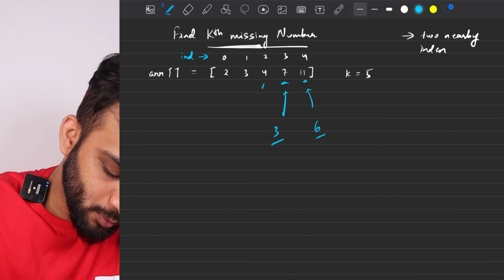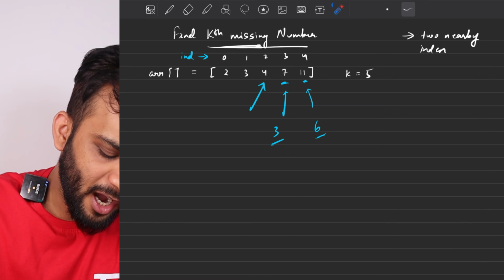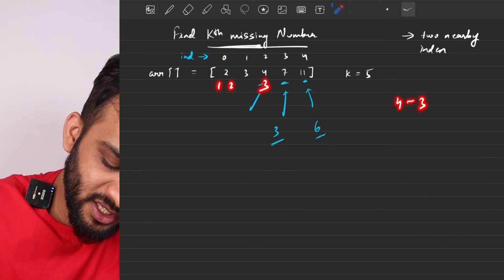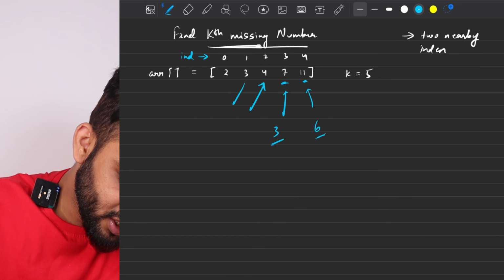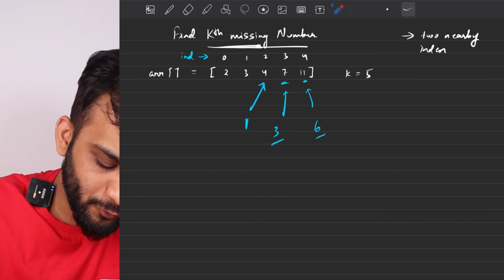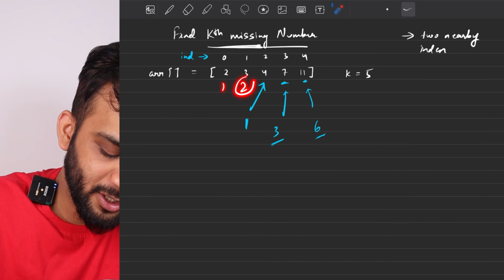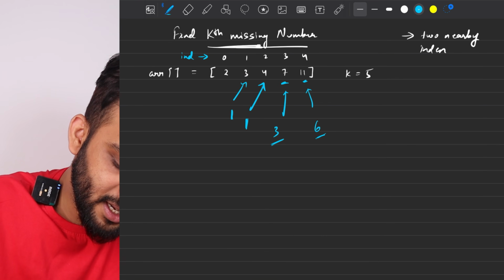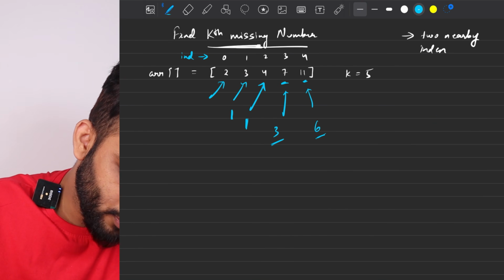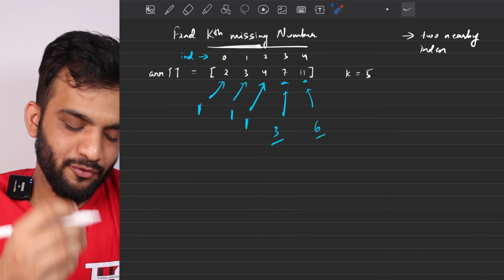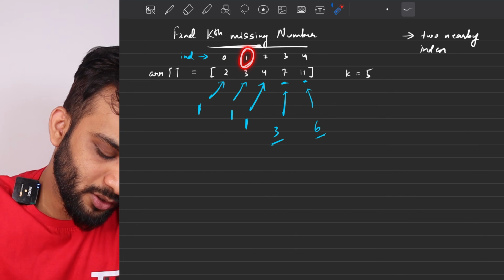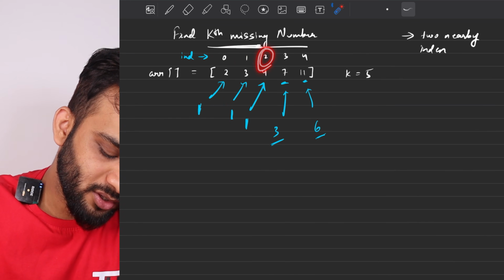If I again write for this one, if you write for 4, how many numbers are missing at 4? Ideally, there should have been 3. So 4 minus 3 is 1 number is missing over here. There is just one number which is missing at 4. If I have to write it for this, ideally, there should have been 2. So there is again 1 number missing. Ideally for this, 2 minus 1, because there should have been 1. So 1 number missing. If you carefully observe, till this particular index, 1 number is missing.